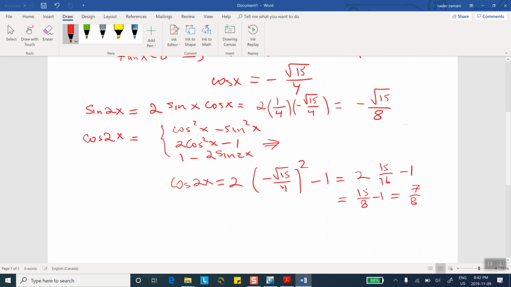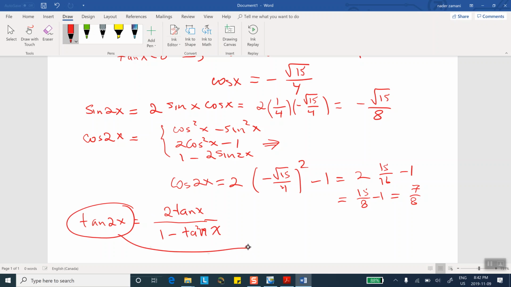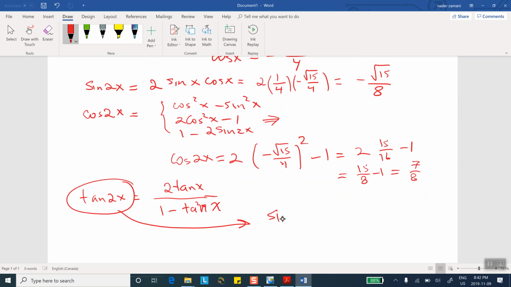Okay, and finally tan of 2x. Well, there are different ways of doing it. For example, you can write this as 2 tan of x over 1 minus tan squared x. But that means you have to find tan of x. The other way of doing it is to say, look, tan of 2x is sine of 2x over cosine of 2x. Okay, we found each of these individually.